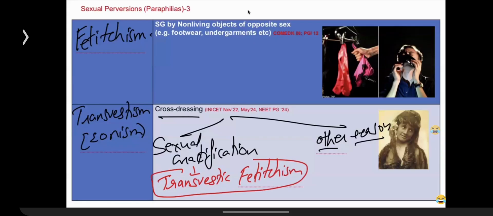So this kind of transvestism is a sexual perversion. This is not a perversion. If the person is wearing clothes of the opposite sex to get sexual gratification, then it is a perversion. But if he's wearing the clothes for some other reason, for example, some gender identity disorder, then it's not a perversion.